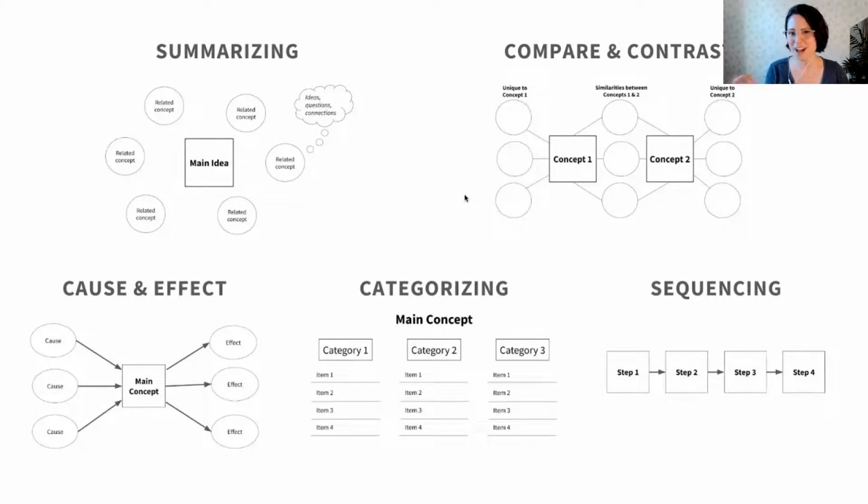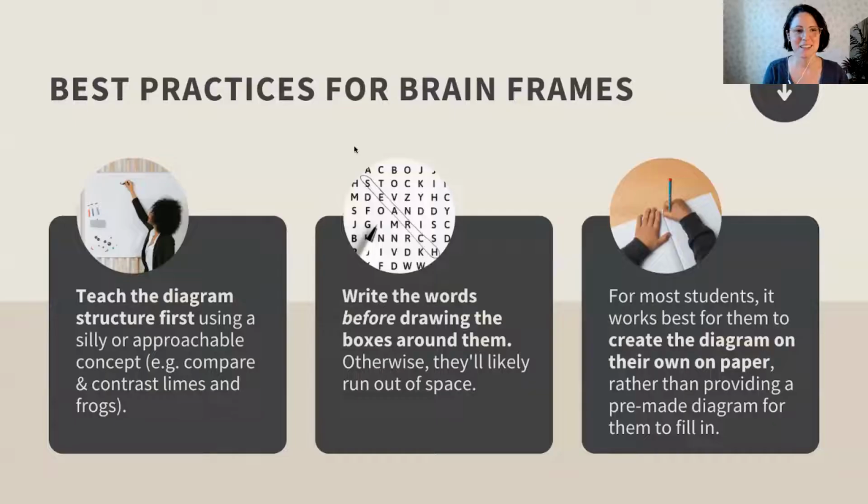Okay, so here's just a really quick snapshot of the different types of diagrams. As you can see, these are not brand new things you've never seen before. They're just a way of taking all these different ideas and boiling them down to the essentials. So I'll go through what each of these looks like in a little bit more detail. Before I do, a few best practices for brain frames.